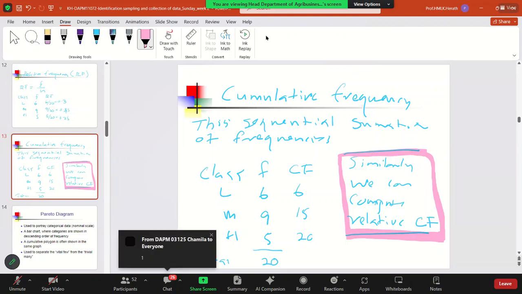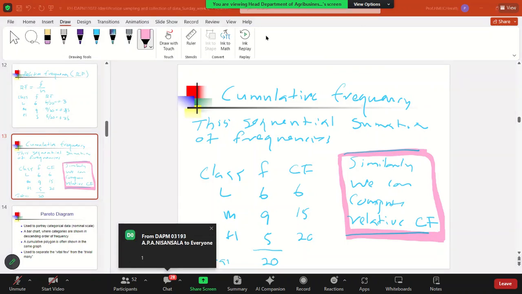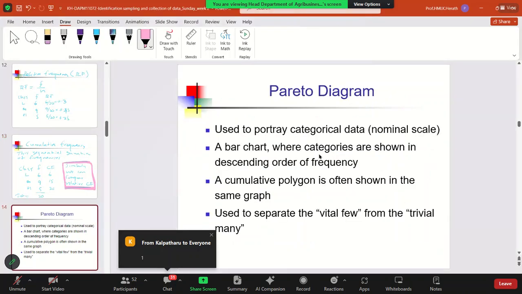Okay, let me check what they have said. All right, the feedback looks good. Okay, no zeros. I hope you have understood. Okay, well, very good. Okay, with this understanding, let's talk about Pareto diagrams.